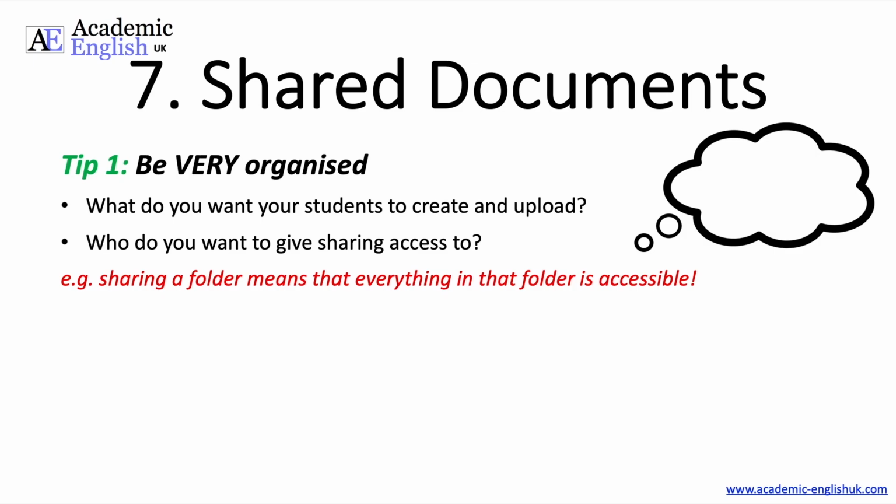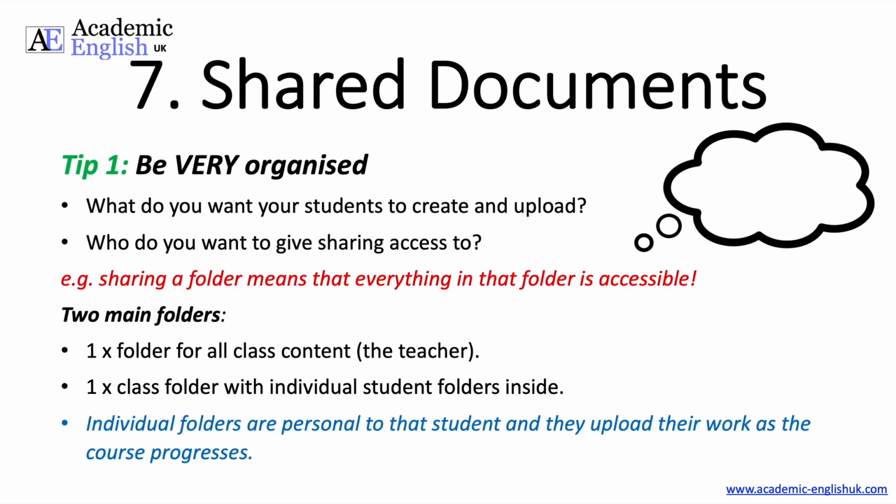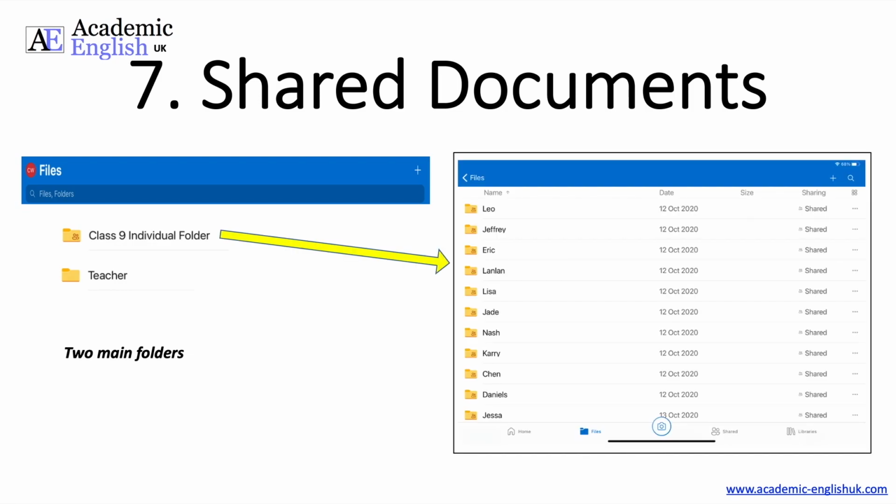A good place to start is to create 2 main folders. One folder for all class content, which is based around you, the teacher, and what you want to share and let the students have access to, and one class folder with individual student folders inside. Now, individual folders are personal to that student and they can upload their work as the course progresses. This slide shows an example of 2 main folders, and then the individual folders can be personalized to a particular student and shared with that student accordingly.